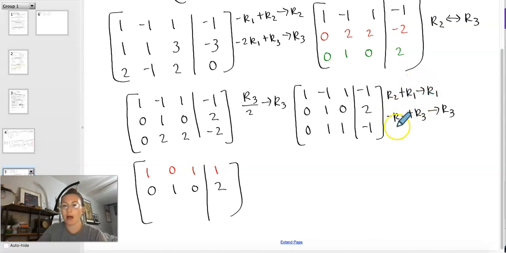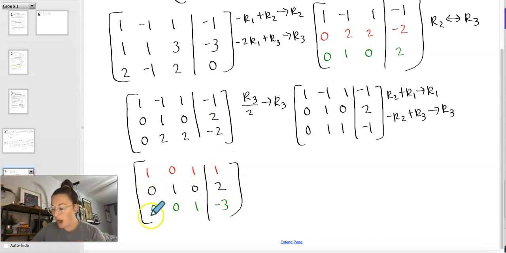Bottom one, I'm doing opposite of row 2 plus row 3. So I'm doing negative 0 plus 0 is 0. We're doing negative 1 plus 1 is 0. Again, this is negative 0 plus 1 gives me a 1. And negative 2 plus negative 1 gives me a negative 3. Beautiful. We're almost done.